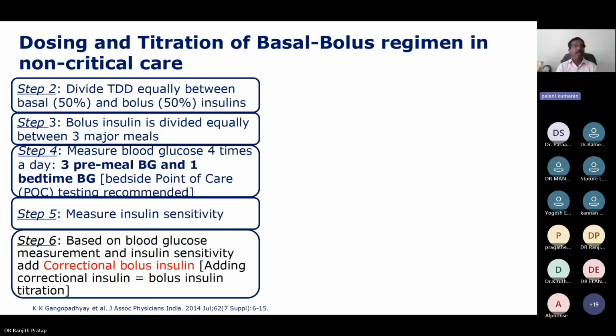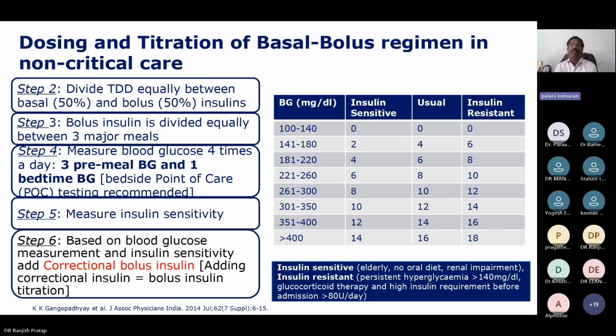And also you have to consider the insulin sensitivity. Certain groups of individuals are more sensitive to insulin, especially the elderly, those on nil per oral diet, and those with renal impairment. For these patients, we can start with a lower level of insulin. For insulin resistant individuals, you have to go a little higher. So if the blood sugar is between 140 to 180, for insulin sensitive individuals, you have to give 2 units in addition to the divided doses we have already calculated.